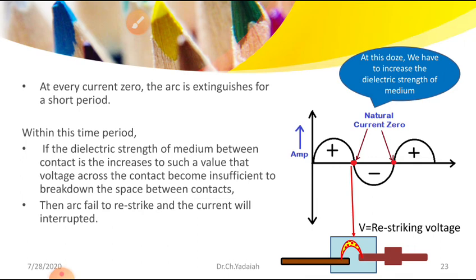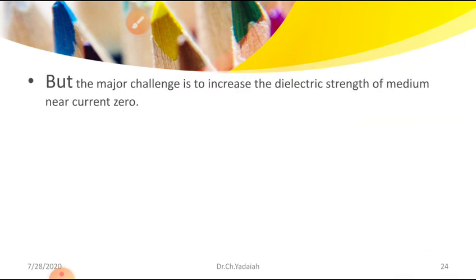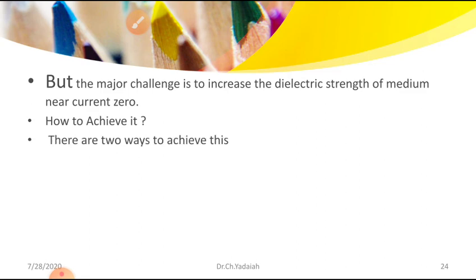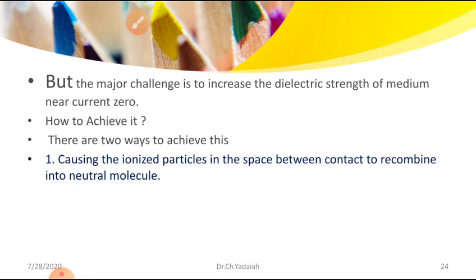Now how are we going to do this? The major challenge is to increase the dielectric strength of the medium near current zero. Whenever it is asleep, at that condition we have to do it. How to achieve it? There are two ways. One is causing the ionized particles in the space between the contacts to recombine into neutral molecules. The active particles, electrons and ions, should be converted into neutral molecules. Once the active particles are gone, the arc will automatically be suppressed. Next one.